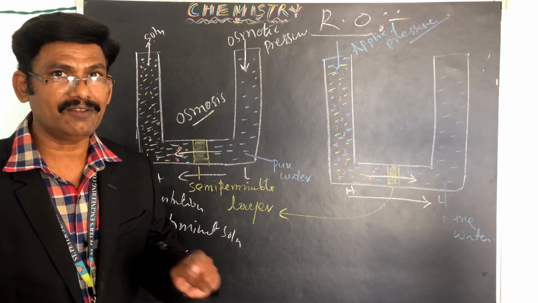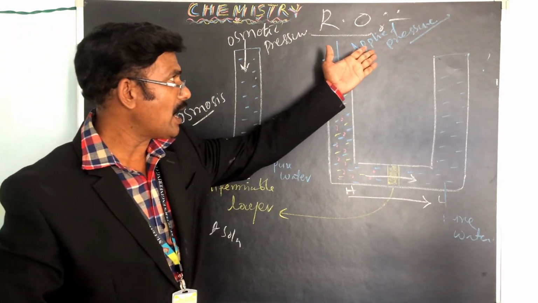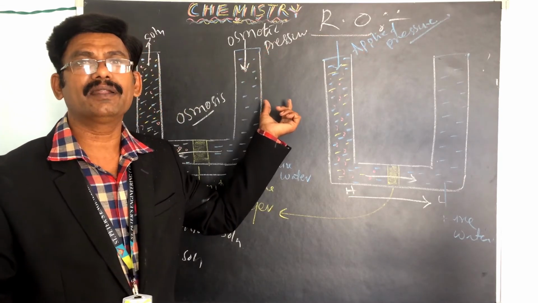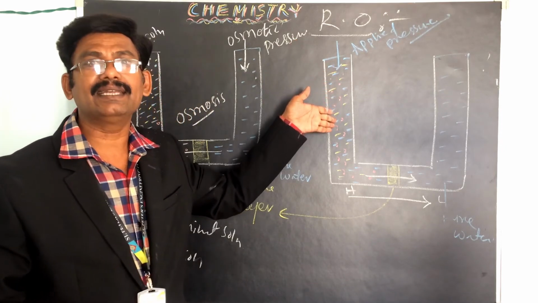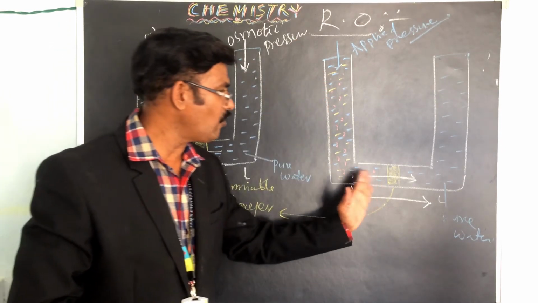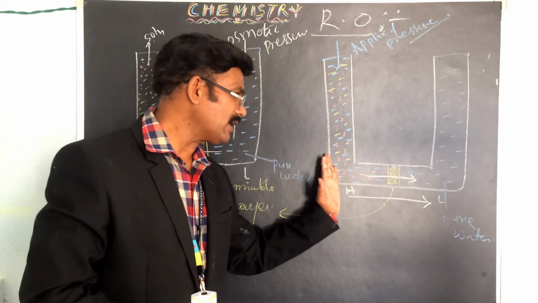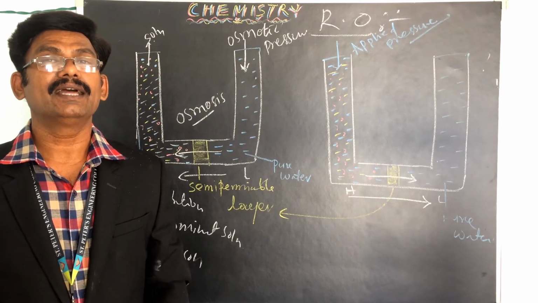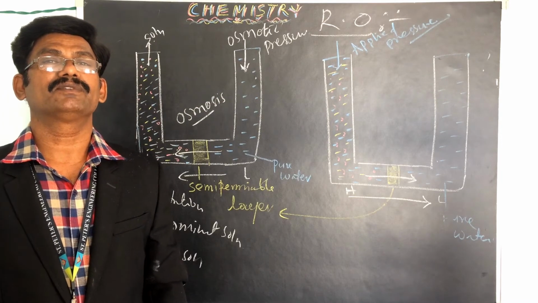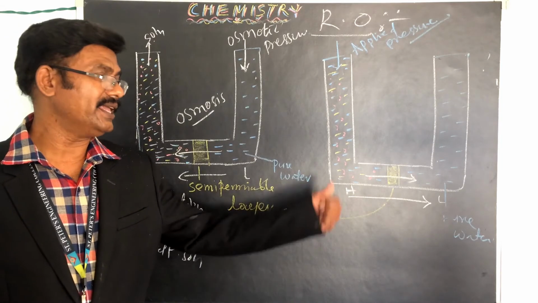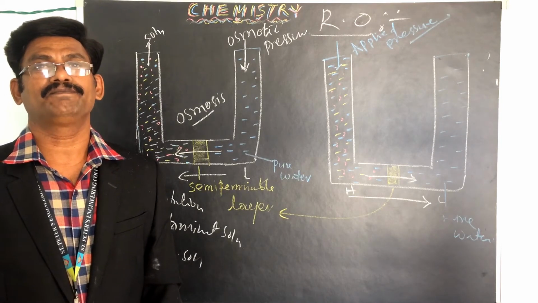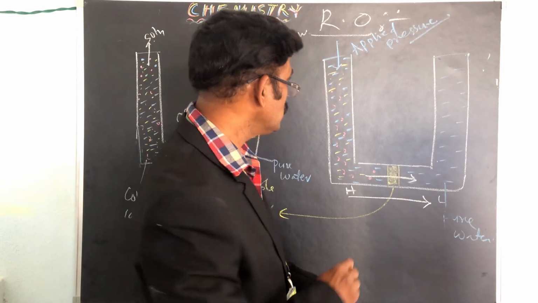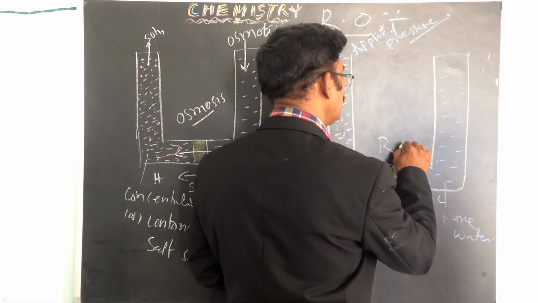Once again, what is reverse osmosis? If a hydrostatic or applied pressure over the osmotic pressure is applied at the higher concentration side, the solvent flows from higher concentration to lower concentration. This process is called reverse osmosis. It is also known as superfiltration.